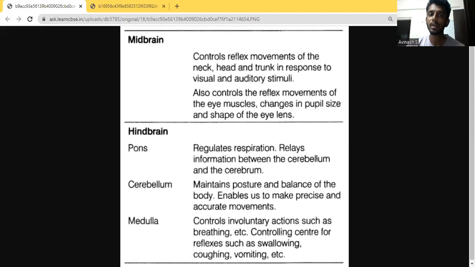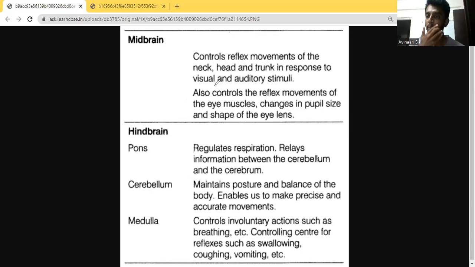When it comes to the midbrain, as you all can see, the midbrain controls some reflex movements. By reflex movements I mean that sometimes we do something with our head, neck, and trunk. The trunk is basically below the neck, our main body, in response to visual and auditory stimulus. Visual is whatever you are able to see, and auditory is whatever you're able to hear. And a stimulus is a trigger that we get from the outside environment. For example, when you see something which is not so good, or there is a lot of dust coming, you immediately turn your head, and that is also a reflex movement.